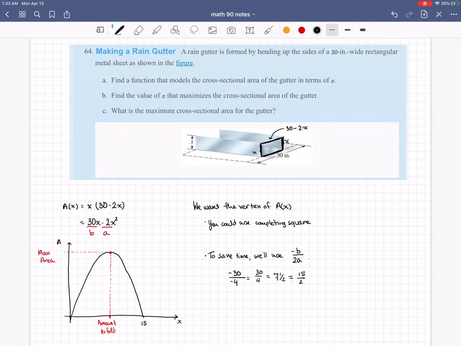So when we fold up 7.5 inches on both sides, we achieve maximal cross-sectional area.